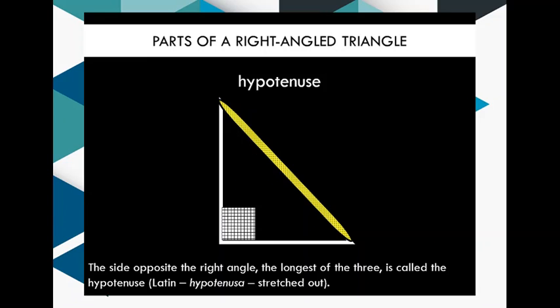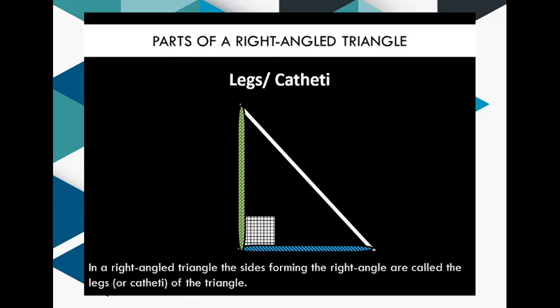Hypotenuse. The side opposite the right angle, the longest of the 3, is called a hypotenuse. Latin hypotenusa means stretched out. Legs, catheti. In a right angle triangle, the sides forming the right angle are called the legs or catheti of the triangle.